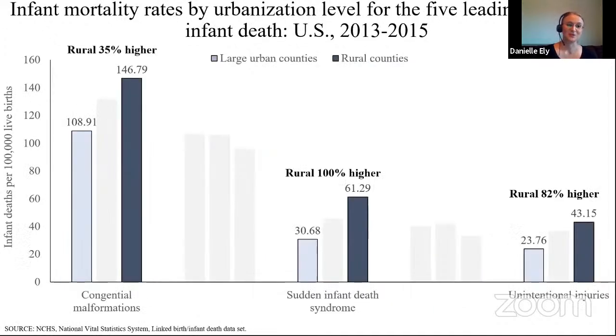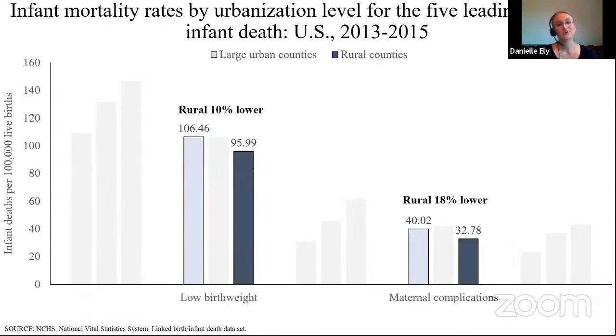In contrast, we can see that these differences are even larger when comparing rural with the large urban counties. Specifically, rural has 35% higher rates than large urban counties for congenital malformations. Rates were nearly 100 or more than 100% higher for SIDS and 82% higher for unintentional injuries. Rural counties also had lower infant mortality rates from low birth weight and maternal complications compared to the large urban counties, the same as it was for the small or medium urban counties.